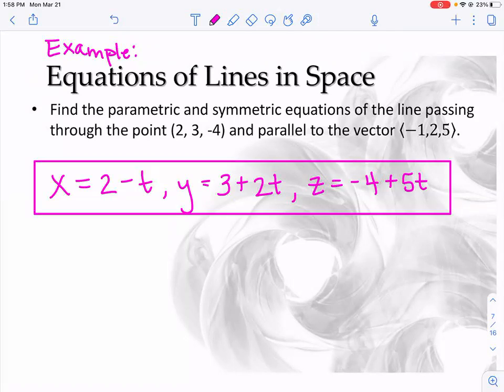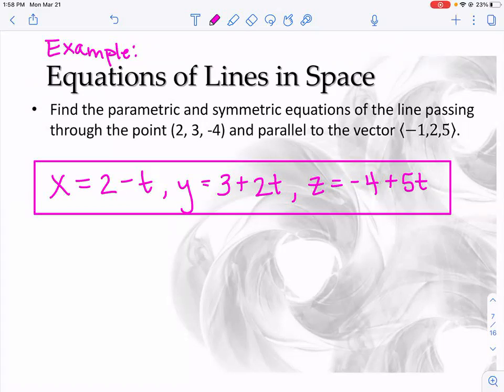Okay. Now, we can plug 0 in for t, and we have the point 2, 3, -4. We can plug 1 in for t and have the coordinate 1, 5, 1. Okay, and we can find a bunch of coordinates, just like we would be able to do for y = 7x + 3, right? Just graphing it's a little bit different.